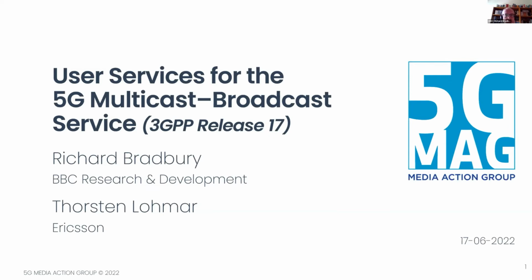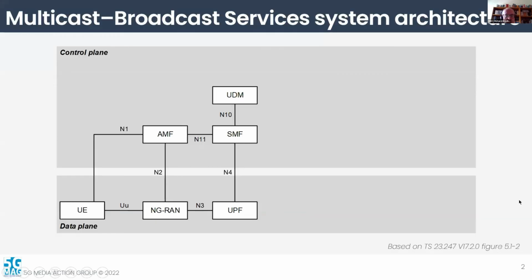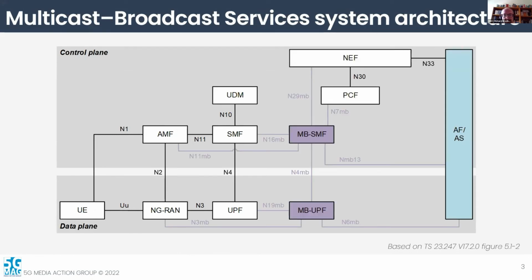So just as a reminder of some of the more interesting bits of the 5G core architecture, obviously we divide the functions between control plane and data plane, or user plane as it's sometimes called. And in the control plane, we've got key functions like the service management function and the user plane function in the data plane, and obviously the 5G RAN system here, and the user equipment, which is your mobile phone. And so that core architecture was defined by the SA2 group. And then in release 17, they decided to add multicast broadcast functions to that. And they defined a couple of new ones, which I've highlighted in purple here. A multicast broadcast service management function and a multicast broadcast user plane function.